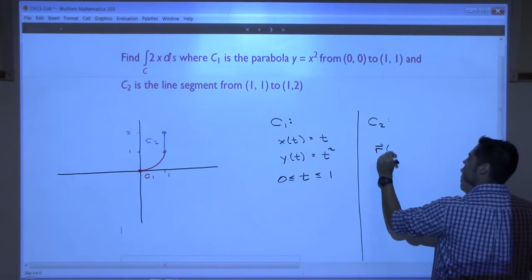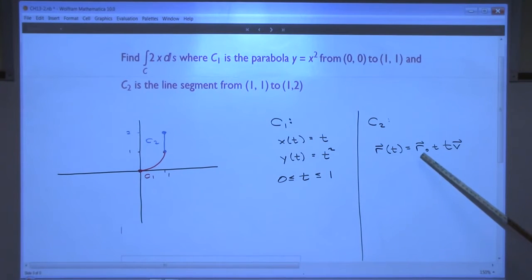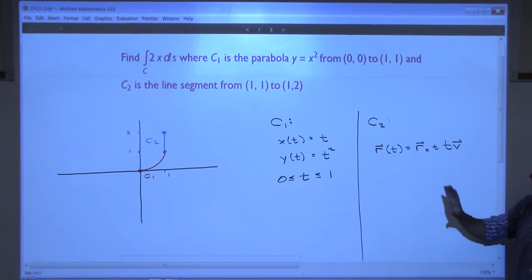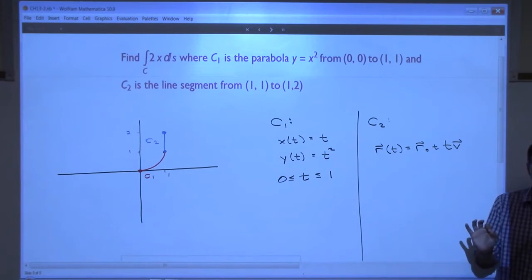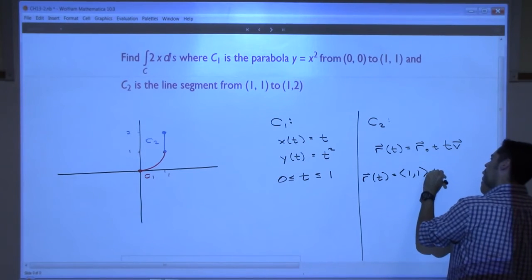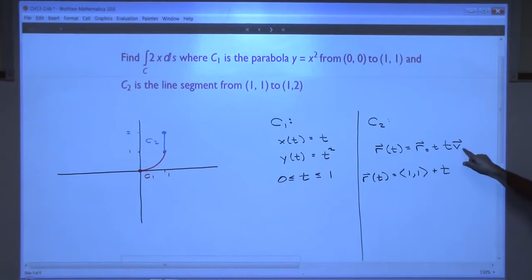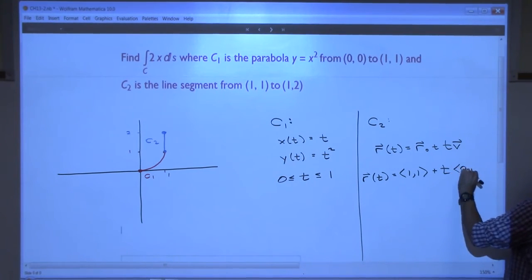I'll give you a hint. You've got to figure out what r naught is, and you've got to figure out what v is. So what's r naught going to be? Which point? Does it matter? If you're going to do this the way that I showed you in class, going from one point to the other, your r naught needs to be your starting point if you want this to work out right. So r naught's going to be 1, 1, plus t times, now I need a direction vector. How do you get the direction vector? It's the vector that goes from 1, 1 to 1, 2. Again, you have to get the order right here. So what's the vector that goes from here to here? It's the vector 0, 1.